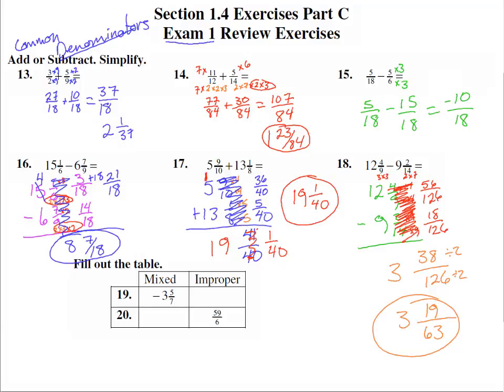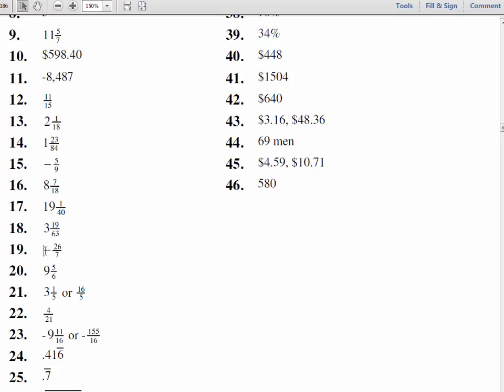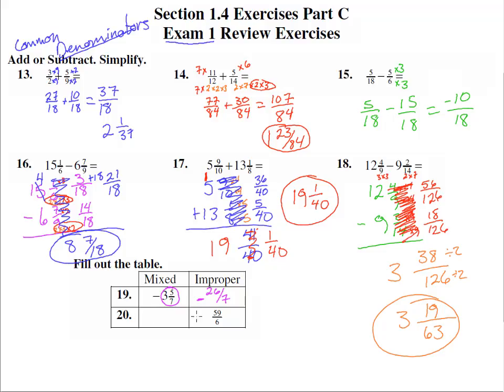Okay. Let's go on to number 19. Let's fill out this table. So we need to change this to an improper fraction. And we look at this guy right here. 7 times 3 is 21. So 21/7 plus 5/7 is 26/7 with a minus sign on it. Double check that. Yes, negative 26/7. Good.